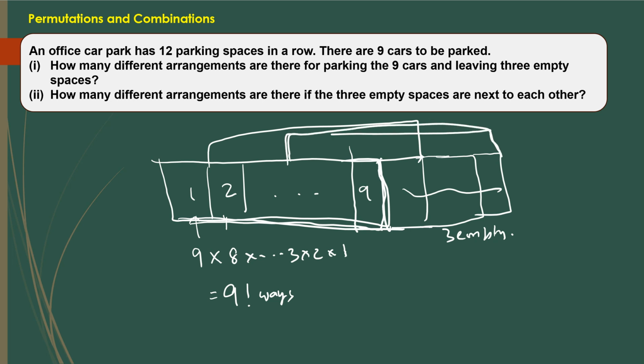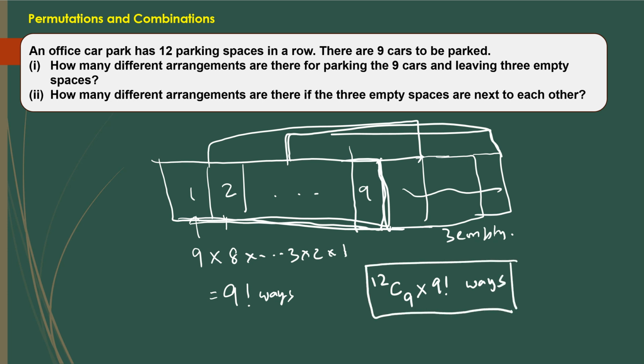So the first thing we'd have to do is factorial 9, of course. So we have to choose 9 spaces out of the 12 spaces. So I would say we'd do 12 choose 9, and then the cars get in, and that is factorial 9 ways. So this is the answer.